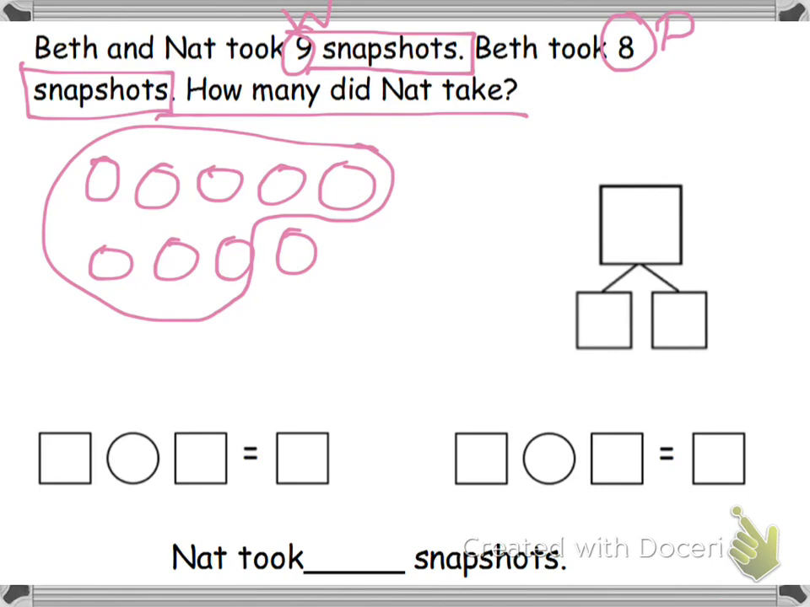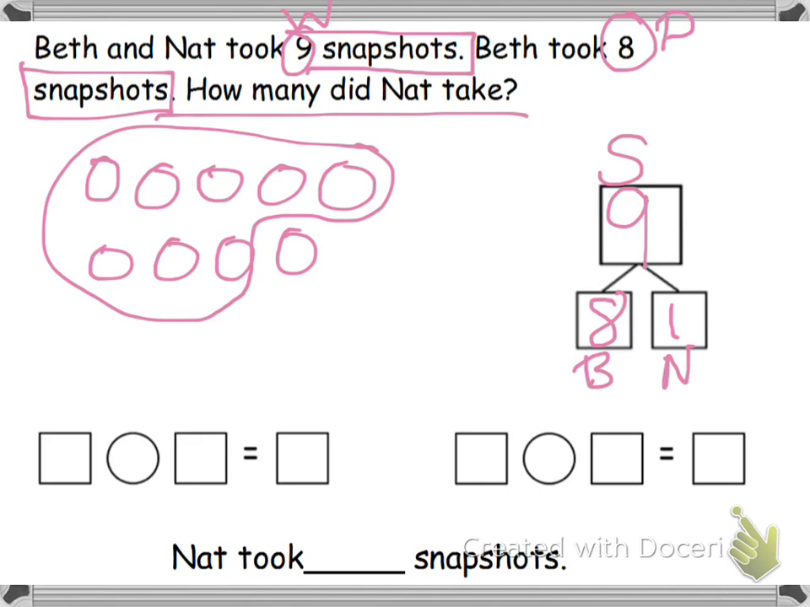So how many did Nat take? Well, look, there's only 1 left. So Nat took 1. Now let's do a number bond to show this picture. We know our whole is 9. That's how many they took together. Beth had 8. And Nat had 1. And I am just labeling this to help us understand what this number bond, what this math story, is showing us.